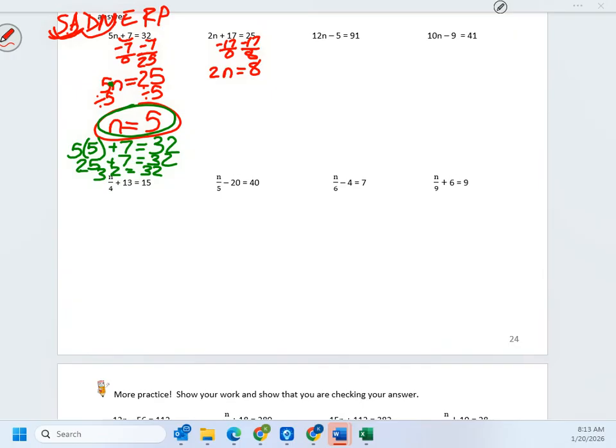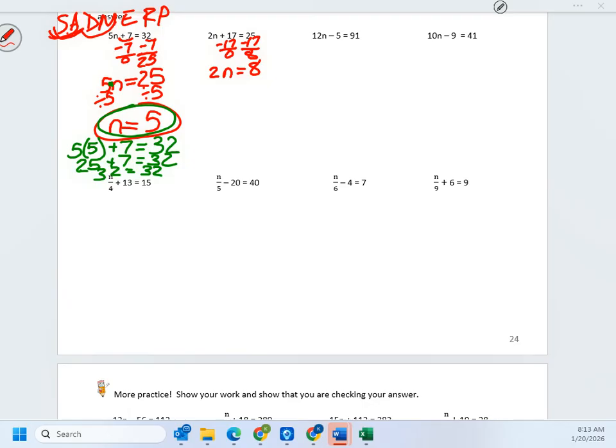Notice how I'm staying organized. This is going to be important in the future. Get in the habit of doing it now. You will thank me later. Okay? It should look like that.